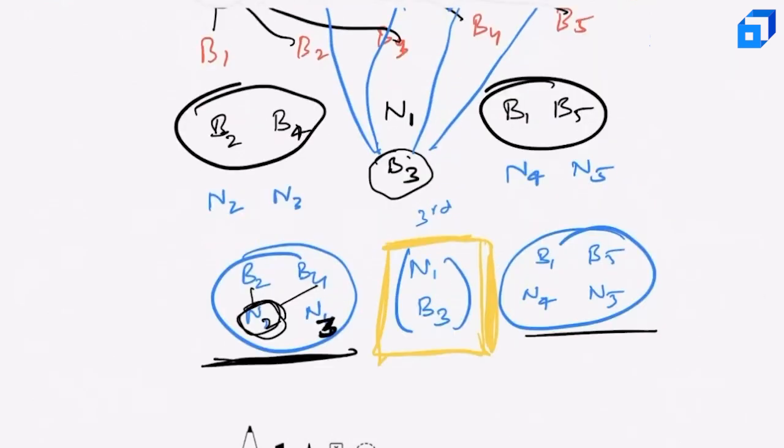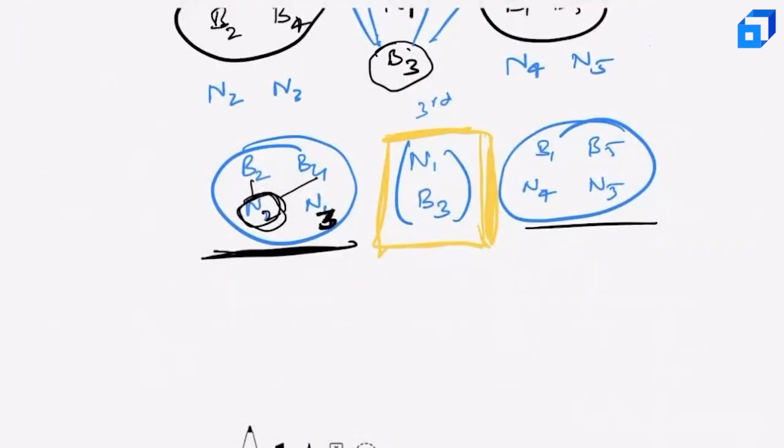So B2, B4, N2, N3, B1, B5, N4, N5. Right. Okay. So then let's say I pick N2 as the one nut, and I compare B2 and B4 with it. I know that I don't need to compare B1 and B5. They're definitely bigger. I'll deal with them separately. I'm only concerned with sorting these two pairs.